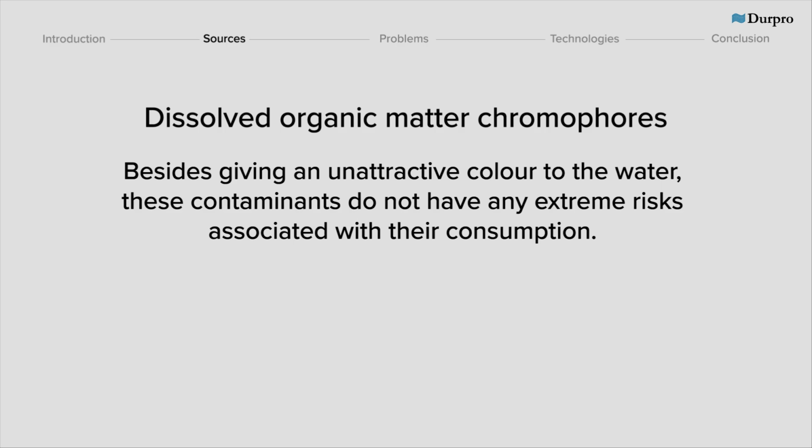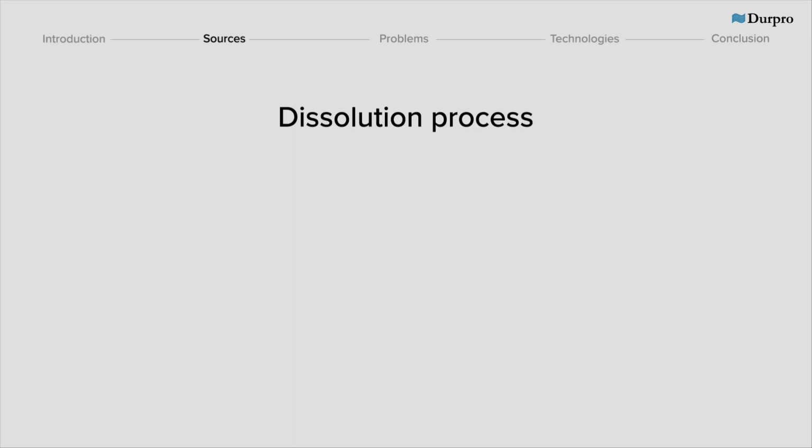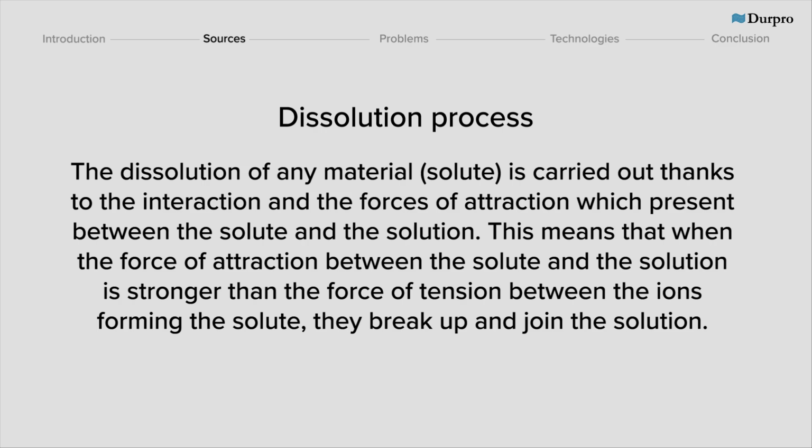Since turbidity is caused by the presence of suspended solids and some of the contaminants discussed above, it is necessary to understand where these come from in order to understand where turbidity comes from and what causes it. How do materials dissolve in water? The dissolution of any material is carried out thanks to the interaction and the forces of attraction present between the solute and the solution. This means that when the force of attraction between the solute and the solution is stronger than the force of tension between the ions forming the solute, they break up and join the solution.